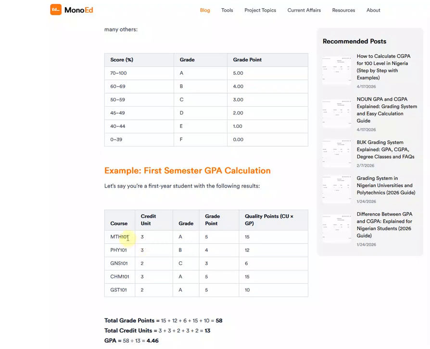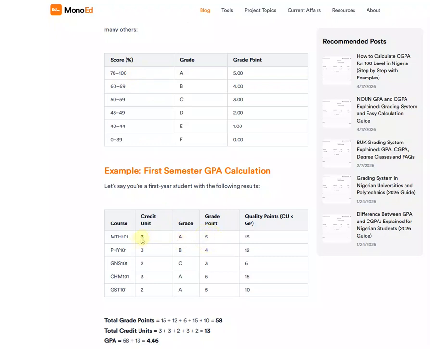Now you can see this one, MTH101, we have 3 units, right? Which is A. So it is a 3 unit course, and the student got A in the exam, which means the student got between 70 to 100. Definitely the grade point that they will get is 5 for A.